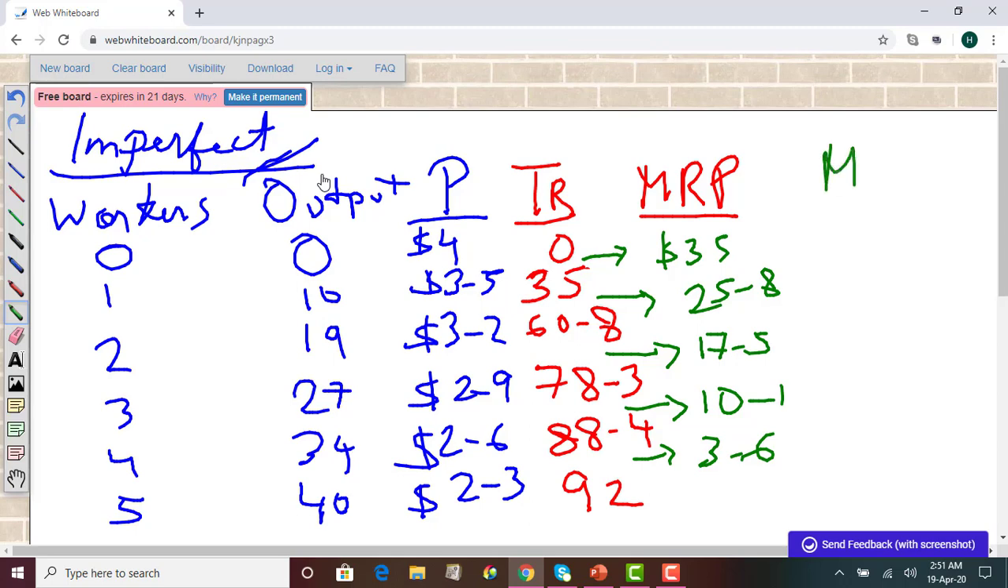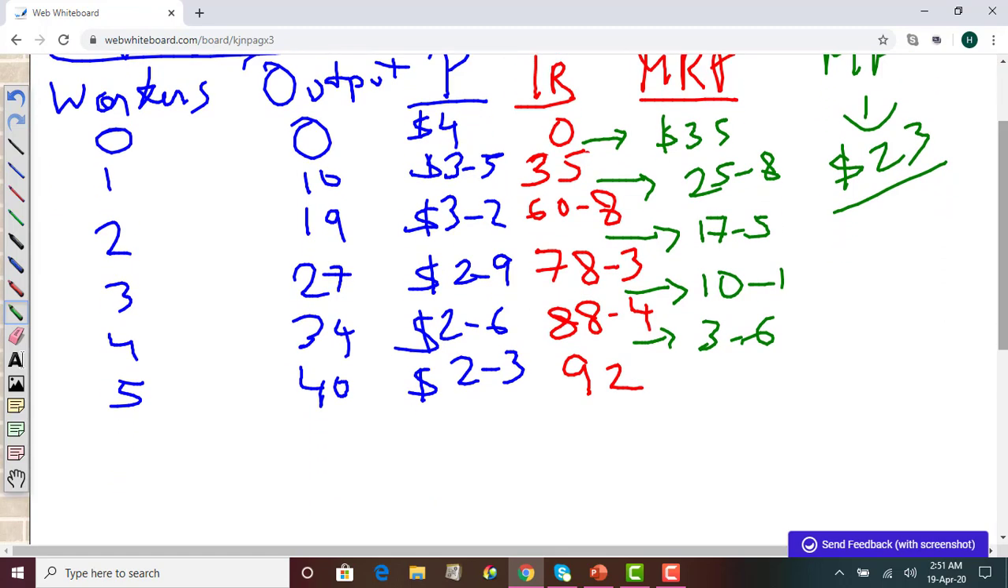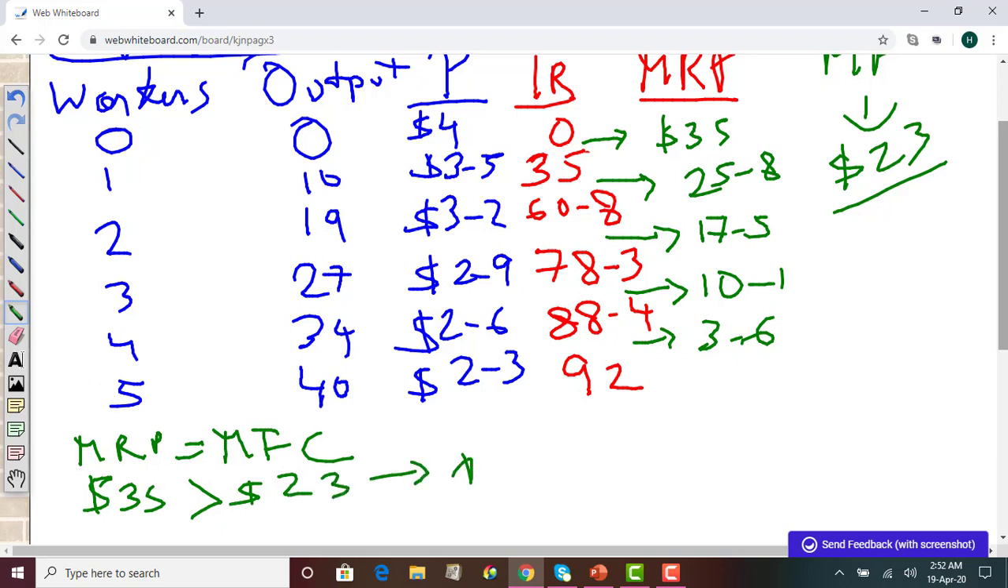Now again, let's say we are given that the marginal factor cost is $23. Remember, just like before, to hire each additional worker, it will cost $23. Okay, so remember, we will go on until MRP equals MFC. So between 0 and 1, when I hire one additional worker, MRP is 35, MFC is 23. 35 is greater than 23. This is for one laborer. So yes, we will hire one laborer.